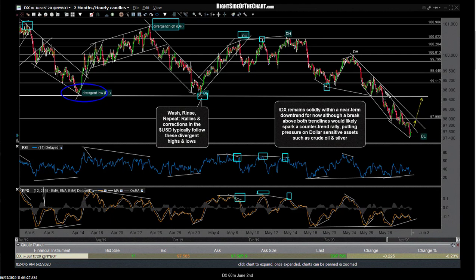And so, as I say, divergences are not a buy or sell signal. What is, is a break of resistance, or a bullish engulfing candle, or any type of bullish reversal candlestick pattern. And so these are the two levels I'm watching.